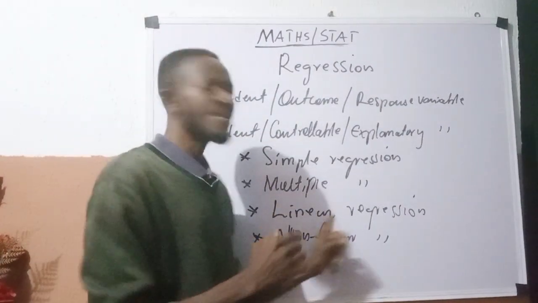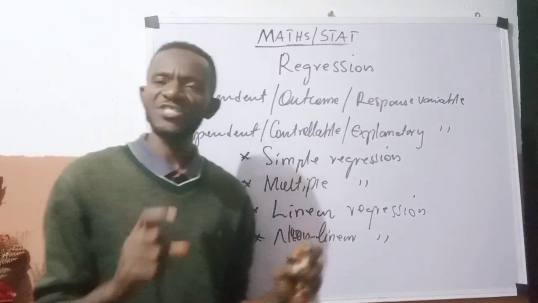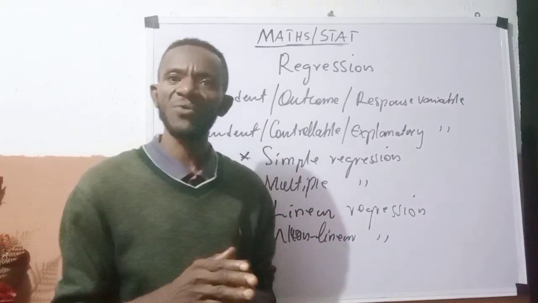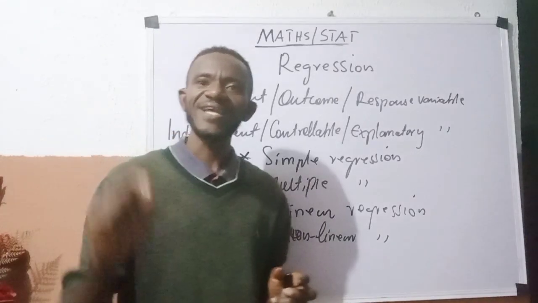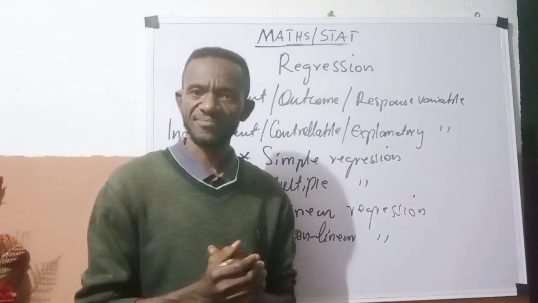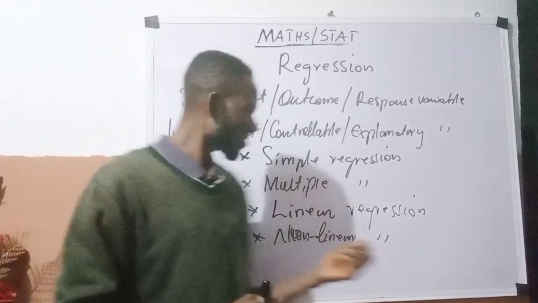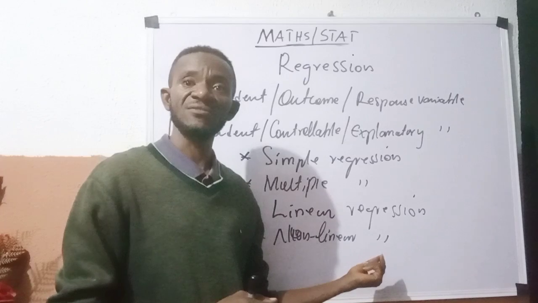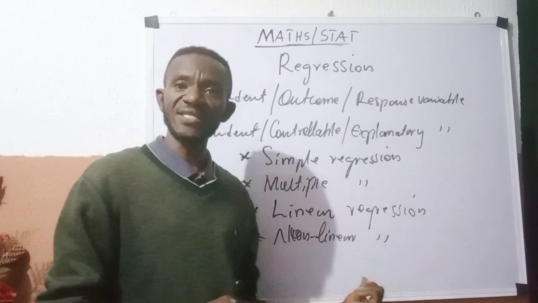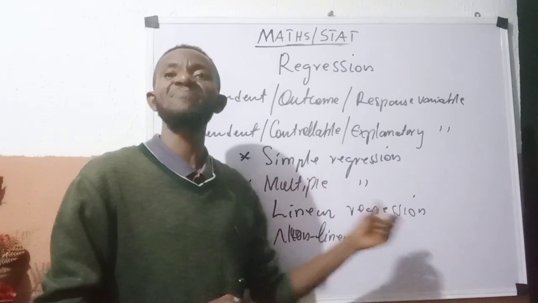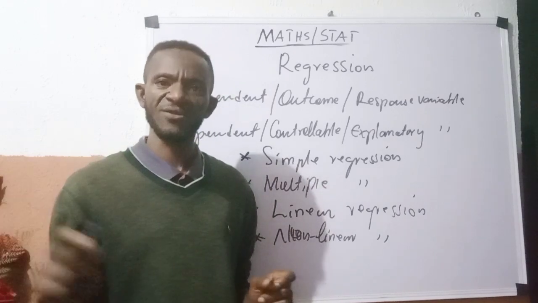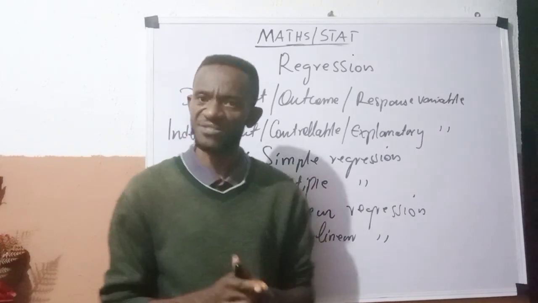Under linear regression, the relationship that exists between the dependent and the independent variable is represented with a linear model or with a linear equation. However, under nonlinear regression, we represent the model or the relationship that exists between the dependent and the independent variable or variables with a nonlinear model or a nonlinear equation.